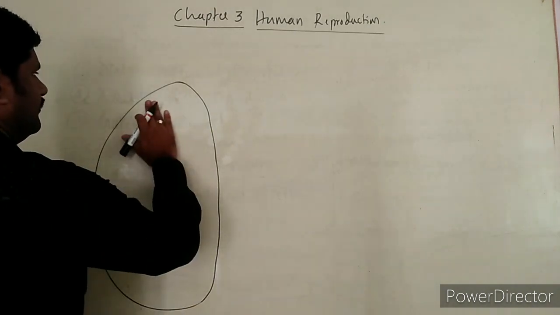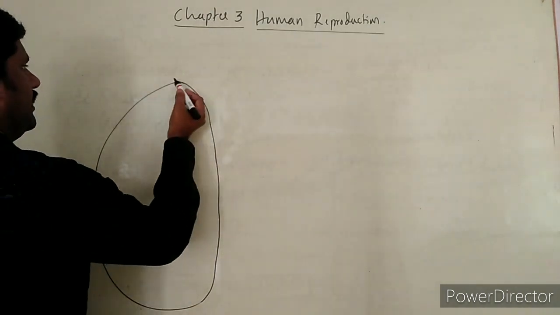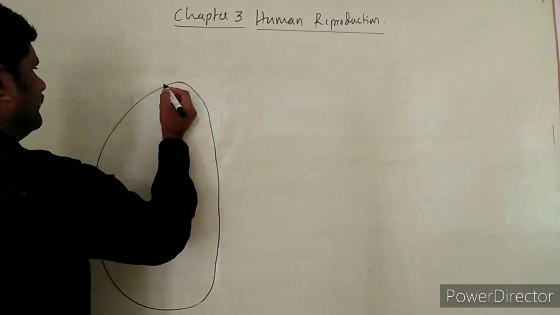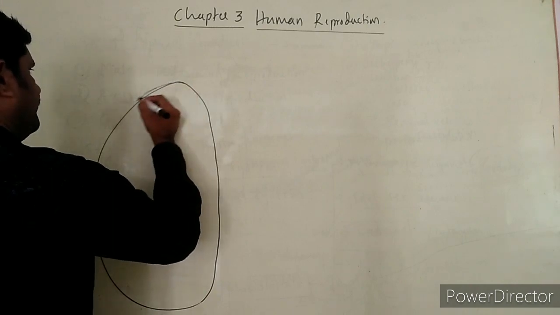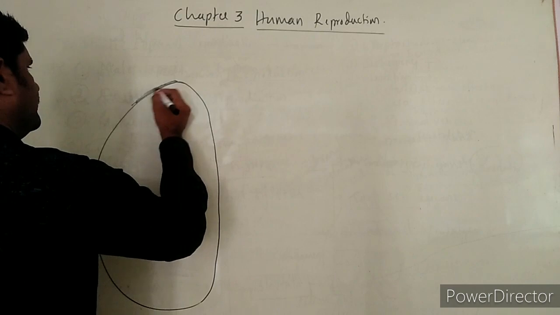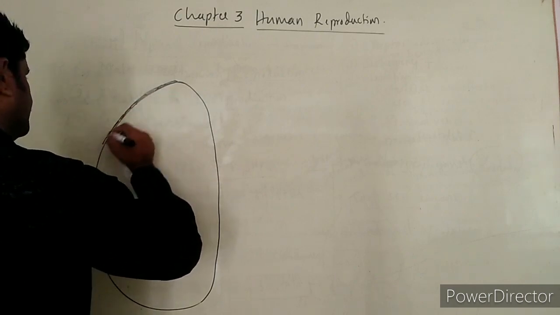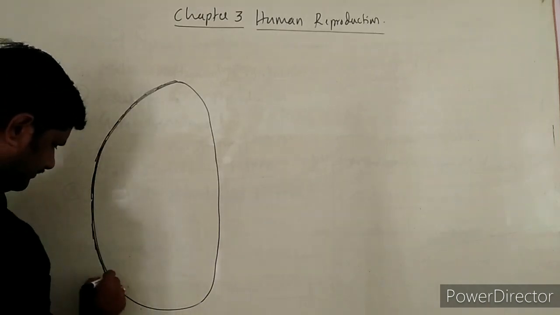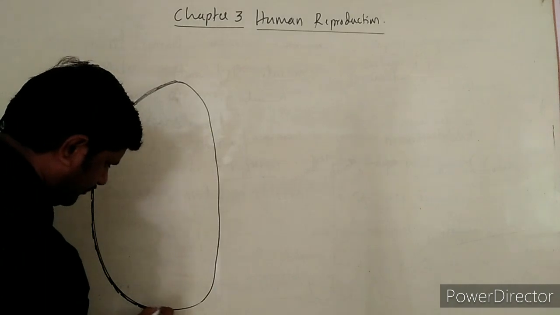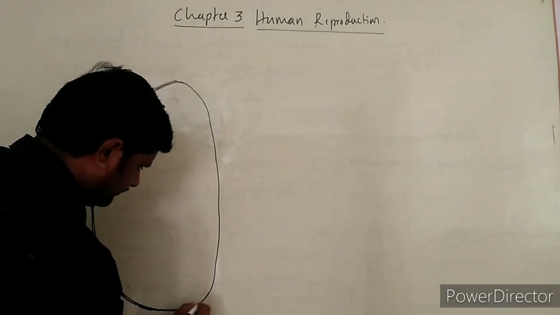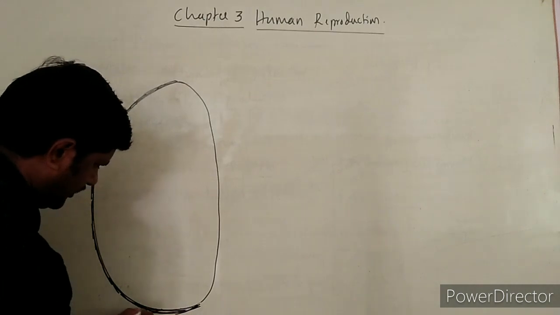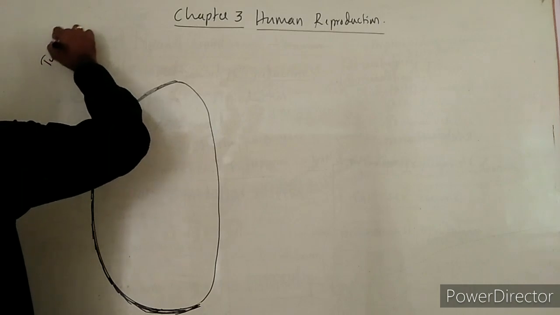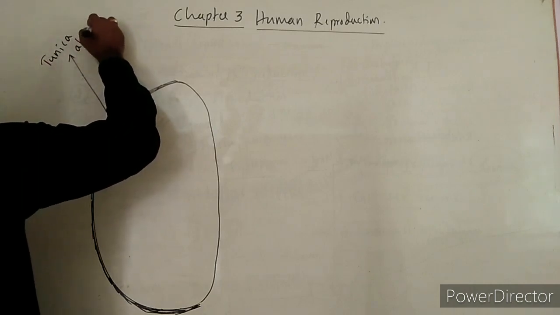here I have drawn one testis, and this testis has outer coverings. Here we come across one fibrous covering, and that fibrous covering is known as Tunica Albuginea.